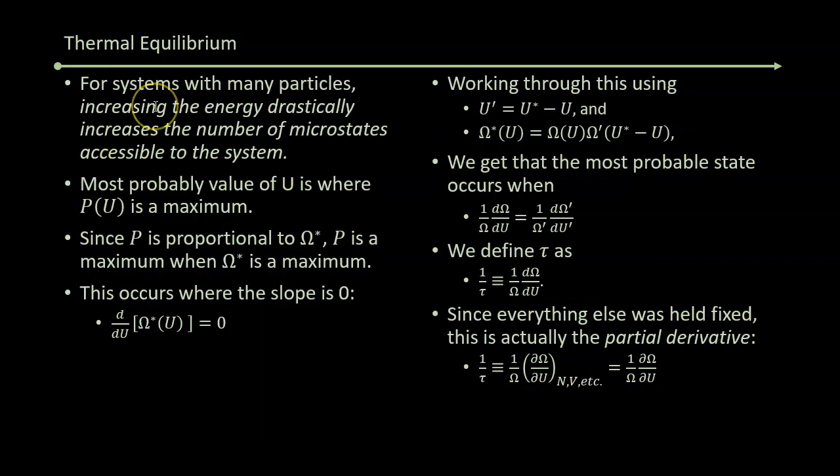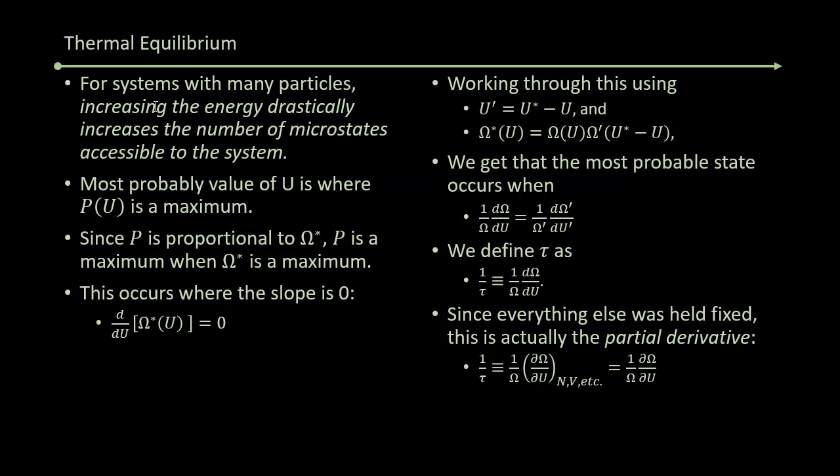For systems of many particles, increasing the energy dramatically increases the number of microstates. Really brings it up, right? The most probable value of U is where P of U is a maximum. Now this is just a straightforward calculus concept, right? Where it's a maximum, that's the most probable value, and it's proportional to the total number of microstates when the total number of microstates is a maximum.